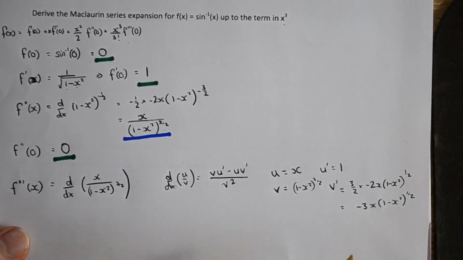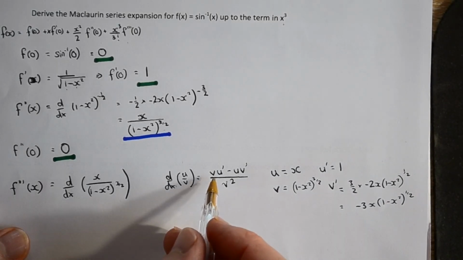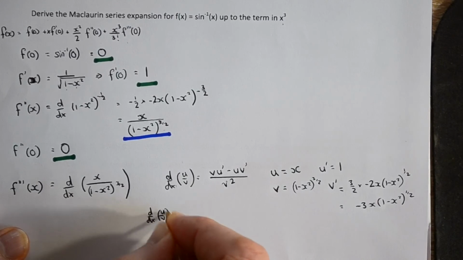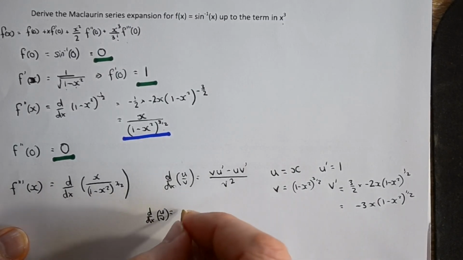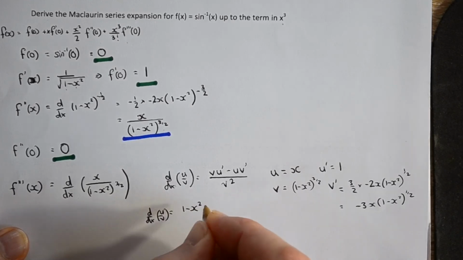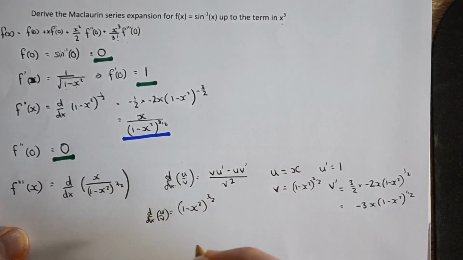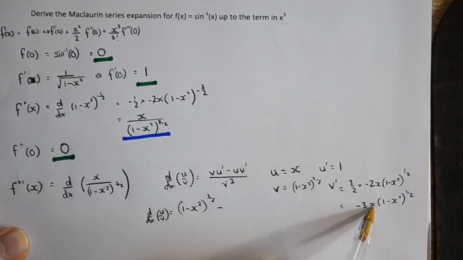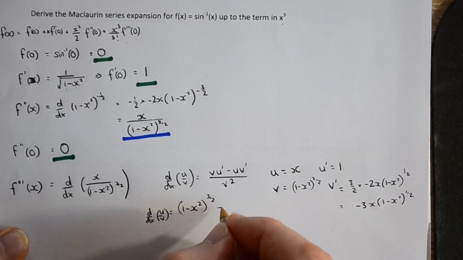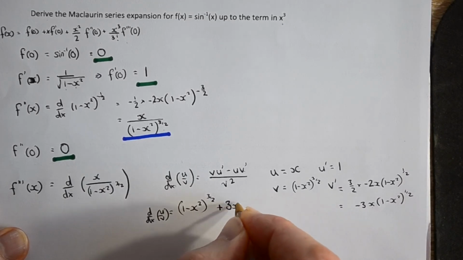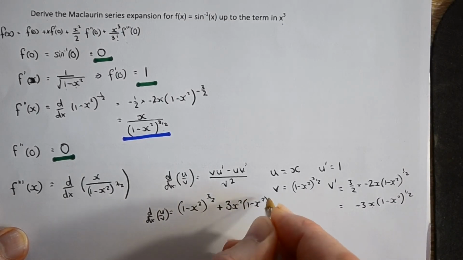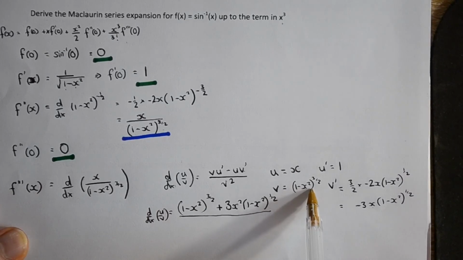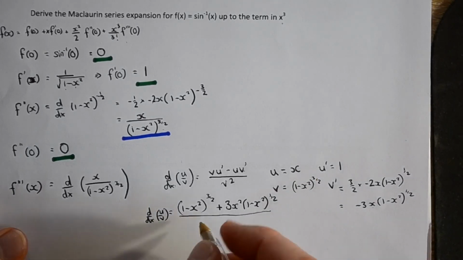So you can now sub that into our formula. So v times the differential of u is just 1 minus x squared to the 3 over 2. Then subtract u times the differential of v, so x times this. So that gives us an x squared, so it's going to be minus 3x squared, which changes that to a plus, 1 minus x squared to the power of a half. And then underneath we've got v squared. It's the bracket to the 3 over 2, so if we square it, put to the power of 3.